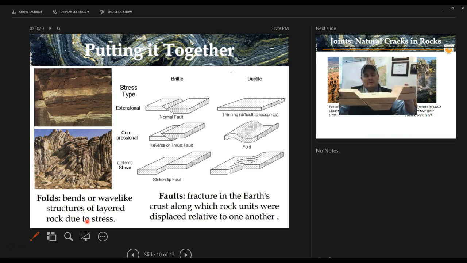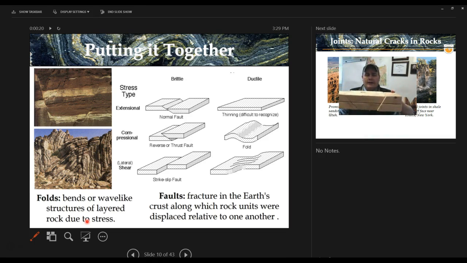It's basically, well, you can see it on the screen here. It's the fracture in the Earth's crust along which rock units were displaced relative to one another. So there's been movement along that fracture, and that's what we call a fault. Whereas a joint is just where you have a rock that has a fracture in it. Doesn't necessarily mean that there's been any movement. It just has a fracture, been broken. Whereas a fault is that there's actually been movement along it.